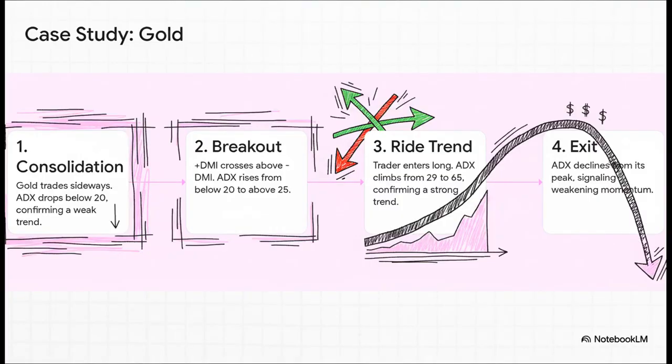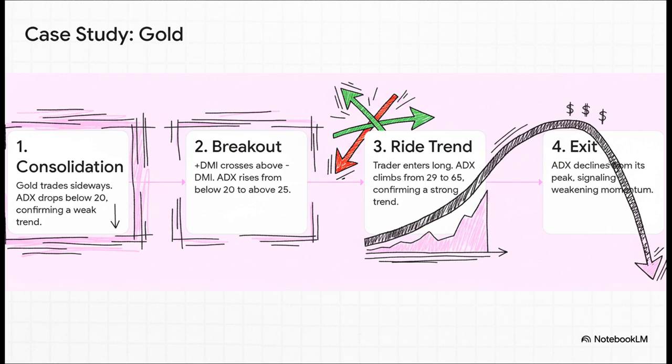All right, let's walk through a trade in gold. So step 1, consolidation. You can see the price is just chopping around sideways. Our speedometer, the ADX, confirms this. It drops below 20. This is what we call a do-nothing period. Step 2, the breakout signal. And then we get it. The green plus DMI crosses over the red minus DMI. But crucially, the ADX wakes up and it pushes above 25. That is our signal to get in.